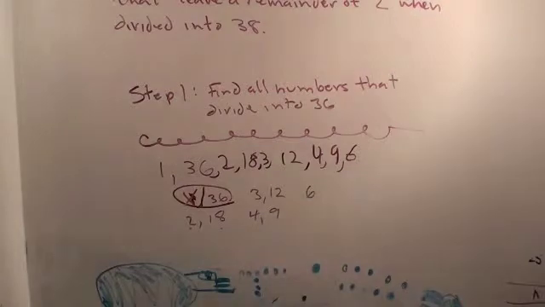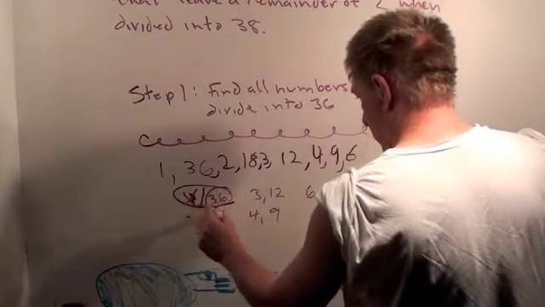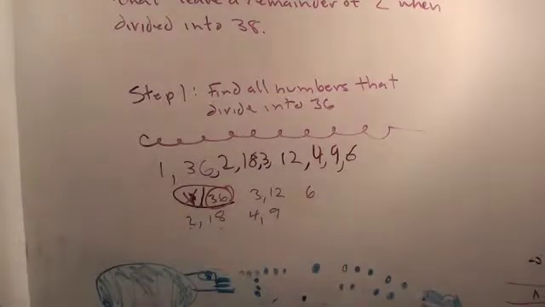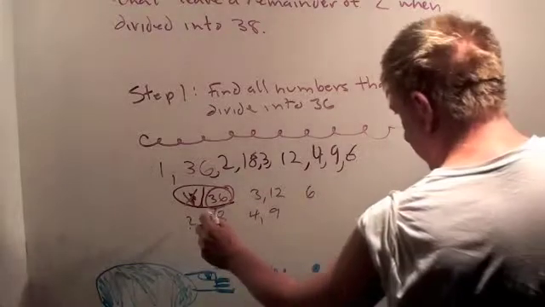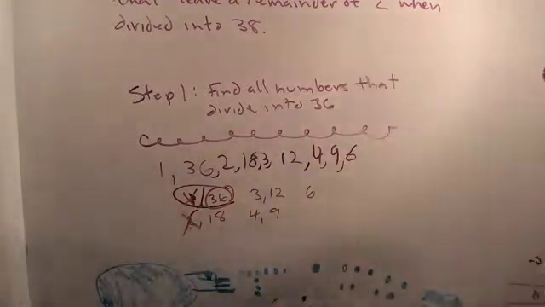Okay. How about 36? Does 36 leave a remainder 2 when divided into 38? Yes, it does. So we can circle it. Okay. Does 2 leave a remainder of 2 when divided into 38? No, it's actually divisible into 38. It actually goes into 38, so that doesn't work. Okay. What about 18?